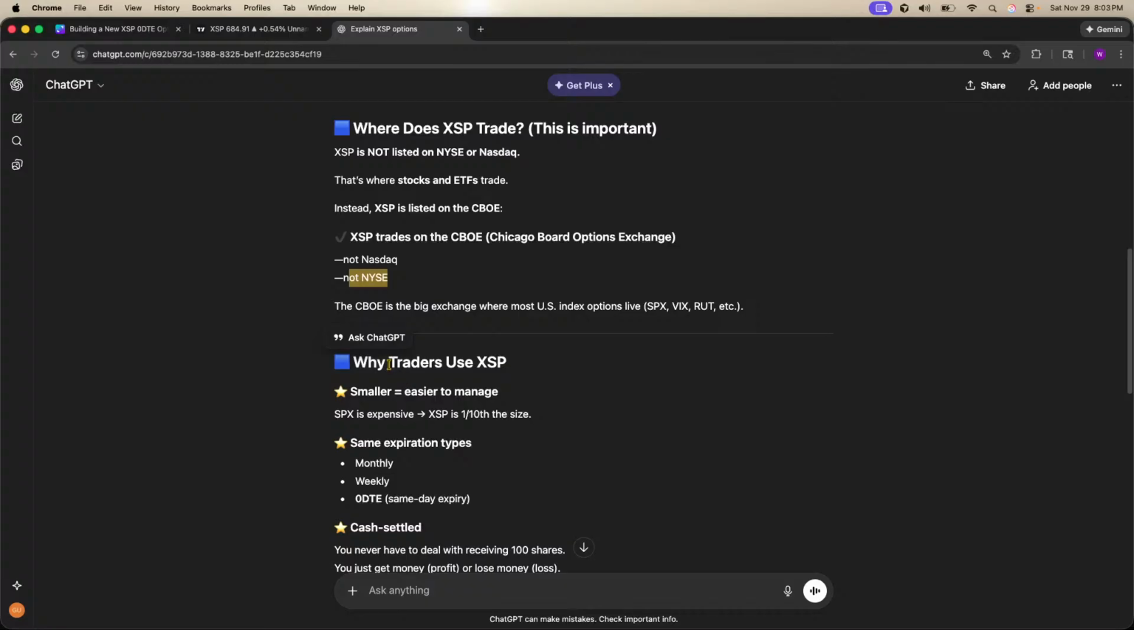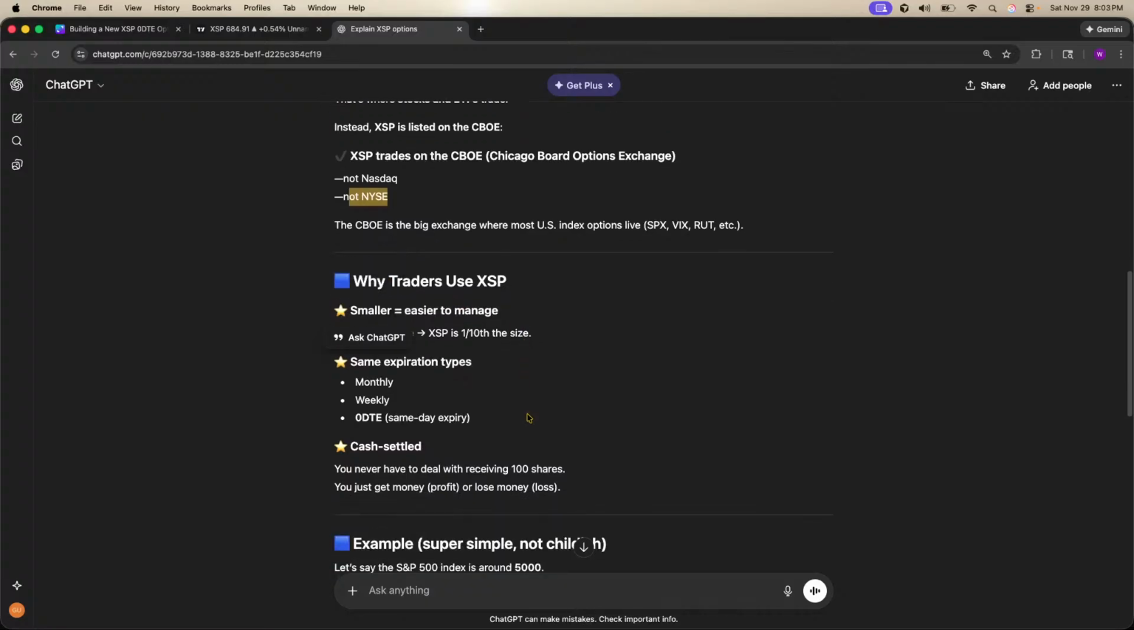And then we have why traders use XSP. Goodness gracious, I feel like I should find a better way to say that. So my fault if I'm stumbling over XSP and not enunciating it as well. But nonetheless, I hope you're understanding. If there are any questions, you can stop me, let me know, and I'll definitely do the best job I can to assist you with that.